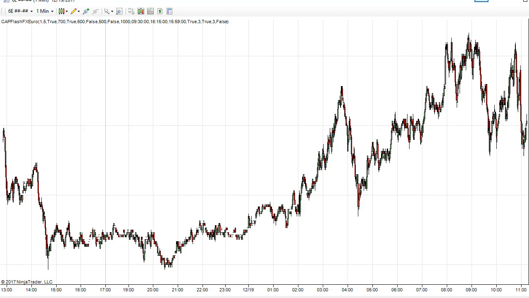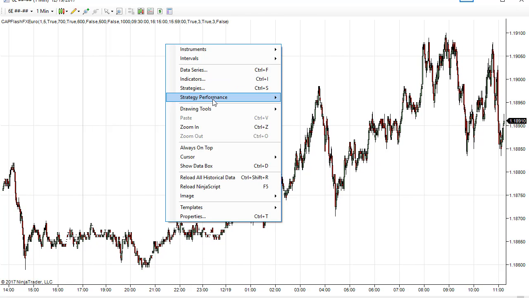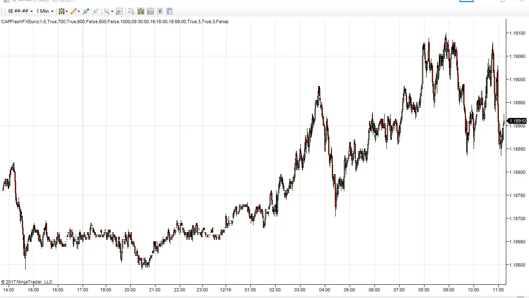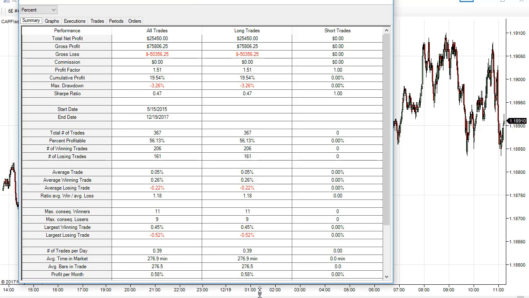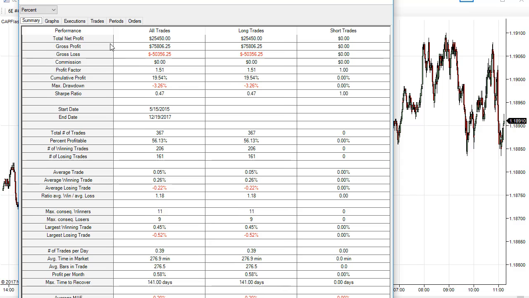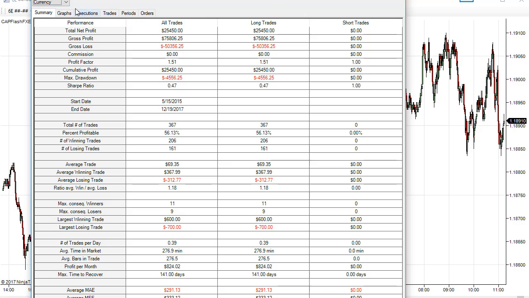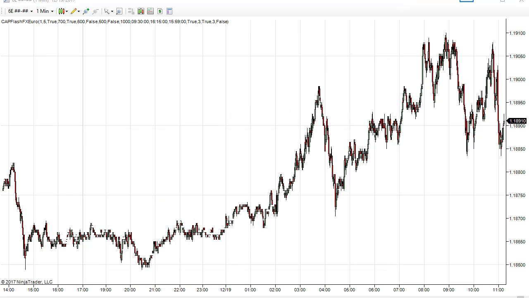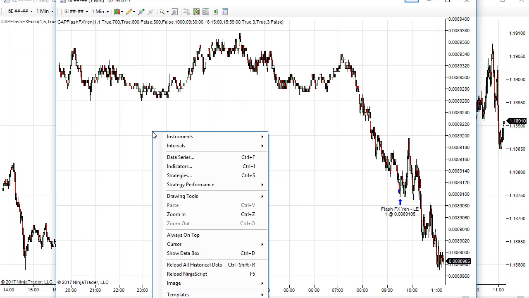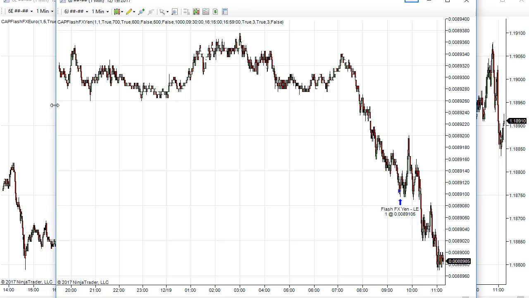Flash FX Euro. Going back to mid 2015, we see this pattern. And here are the results that I'm showing. $69 average trade profit. Here's the graph. So it's been in a little bit of a drawdown lately on the euro currency. Let's take a look at the yen. And the yen is in today on the long side. It's currently at a loss.